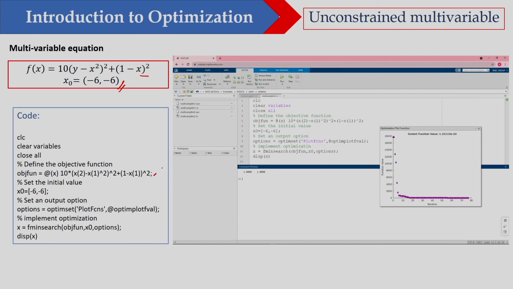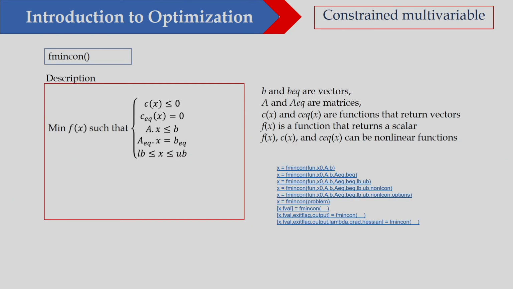Okay. So, you define the objective function here, you define the initial solution, you define the option, and finally you execute this particular line, fminsearch objective function, x naught and option, and then display the solution. Here I am getting the solution, and that solution is 1 1, and you can also see the plot between iteration and function value. Now, let us see how you can solve a constrained optimization problem using Matlab.